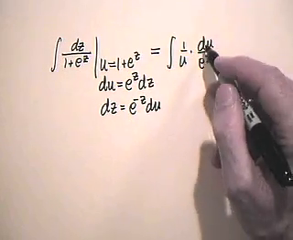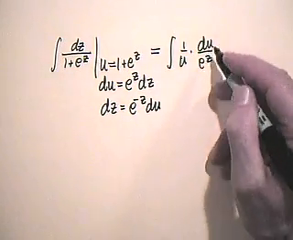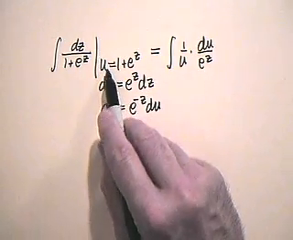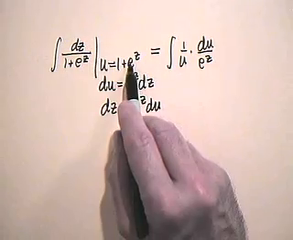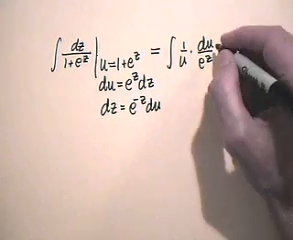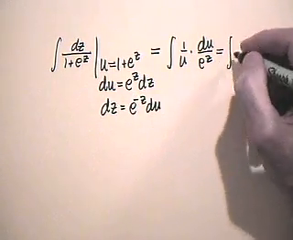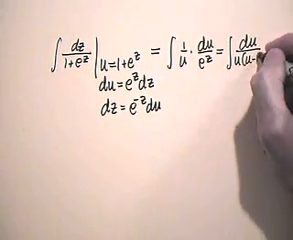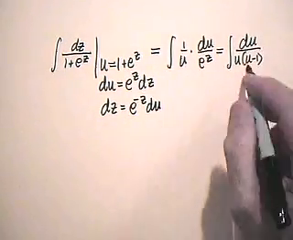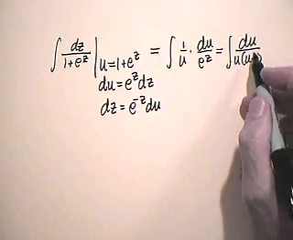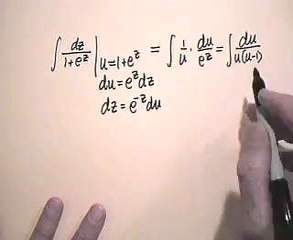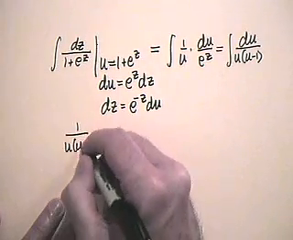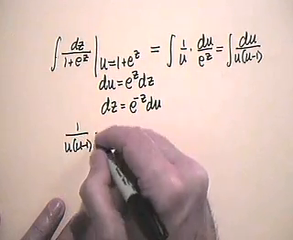Well, notice we don't have everything in terms of u. We have an e to the z here, but look at our equation relating u and e to the z. e to the z is u minus 1. So this becomes the integral of du over u times u minus 1. What can we do with that? Substitution won't help us now. What we have to do is look at that expression and simplify it somehow.